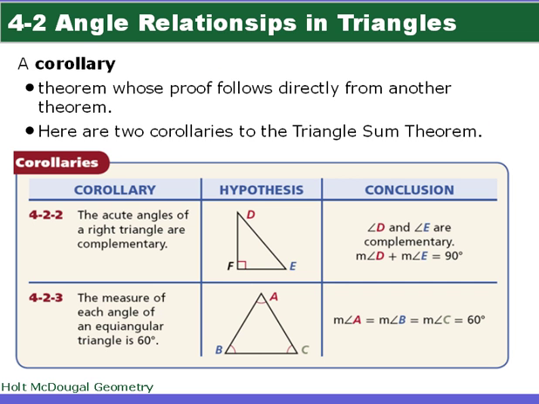Okay, so now we're looking at corollaries. The two corollaries we're going to show you today all come from the triangle sum theorem. The first one: the acute angles of a right triangle are complementary, which makes sense. If we have 90 degrees here, that means these two angles have to add up to 90 degrees. And the second corollary: the measure of each angle of an equiangular triangle is 60 degrees. Since the total is 180 degrees and the three angles must be equal, they have to be 60 degrees each. Again, these would be intuitive, but these are corollaries you would be able to use.